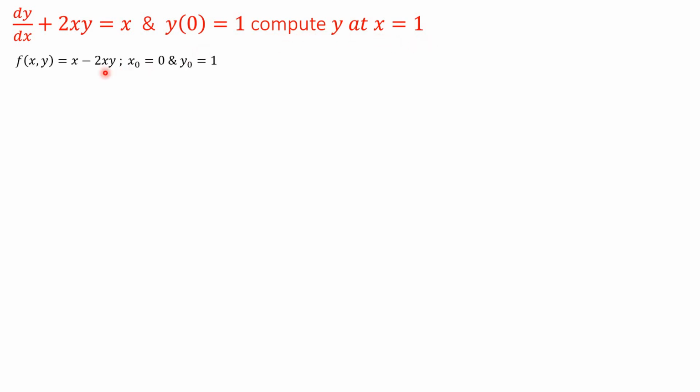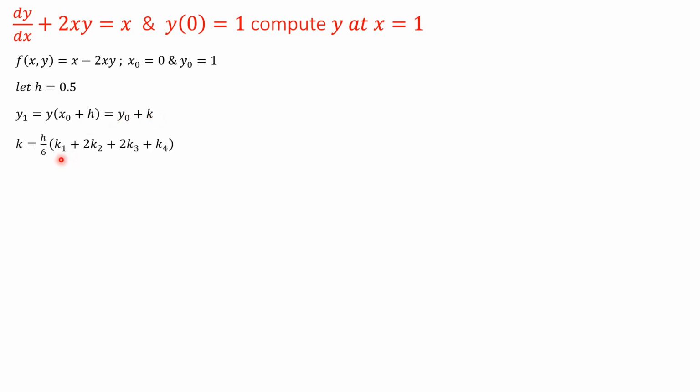So this is our f(x, y). f(x, y) will be x minus 2xy. Then x0 is 0, y0 is 1. So we will take h equal to 0.5. So there will be 2 steps, 2 iterations. Now y1 will be y at x0 + h, which is y0 plus k, where we have to find k.